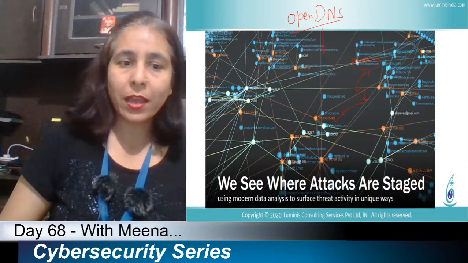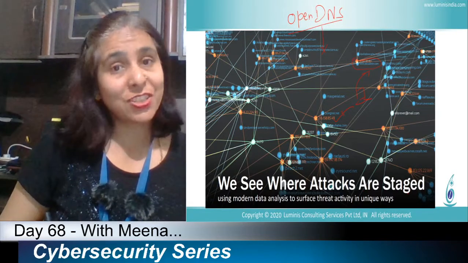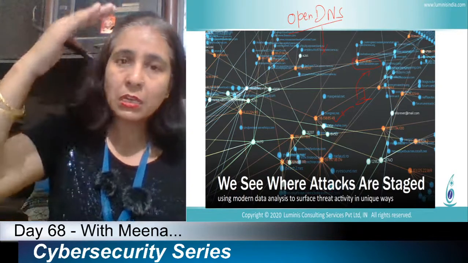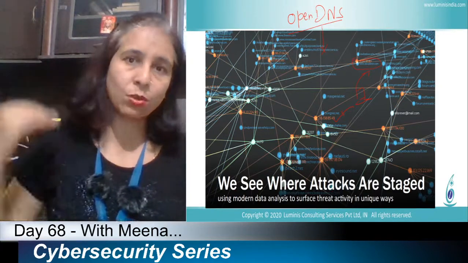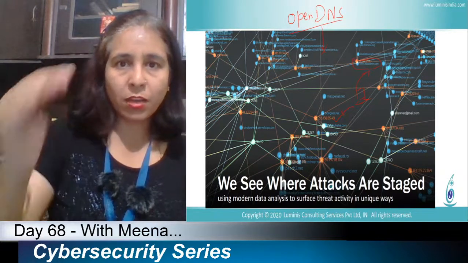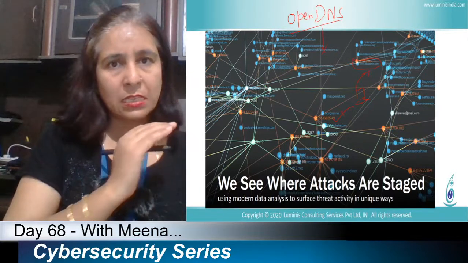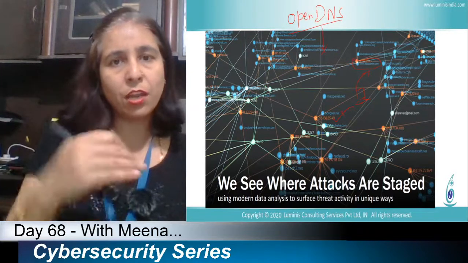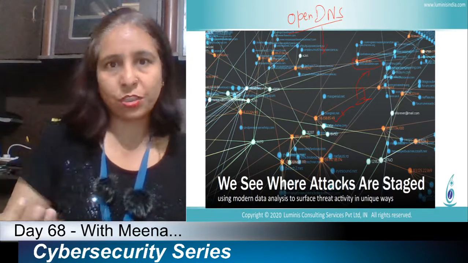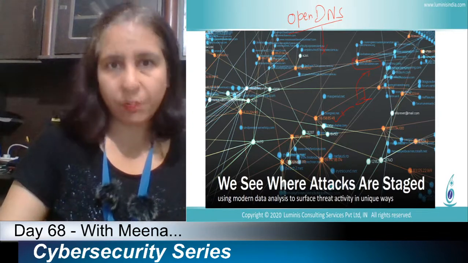Here it says we see where attacks are staged, so they have a list of domain names. When a particular domain name is registered, they try to figure out whether it is a safe domain name or not. If it is not safe, they blacklist it and inform us that this is not a safe domain name, so just don't visit. Clear? And guys, it is free, anyone can use it.